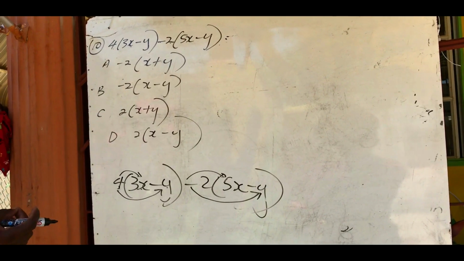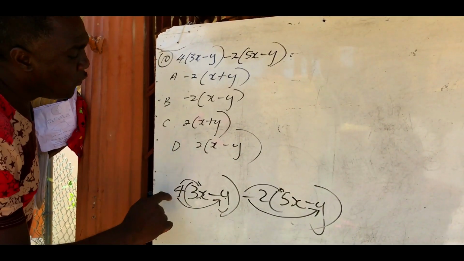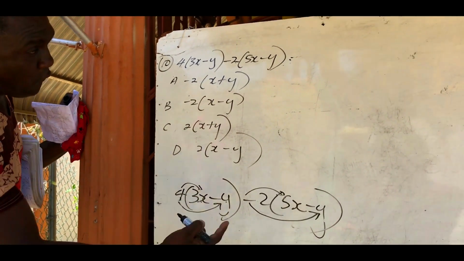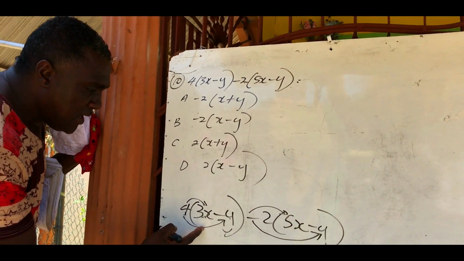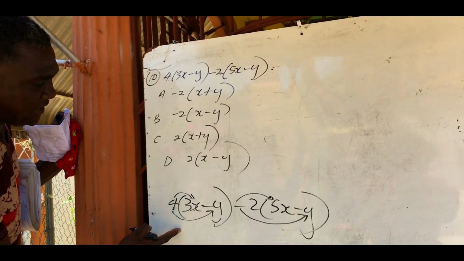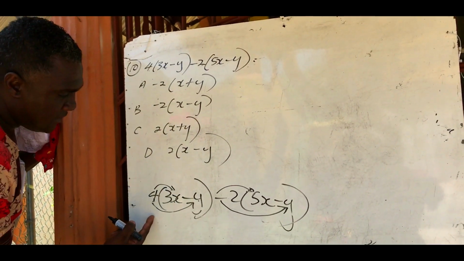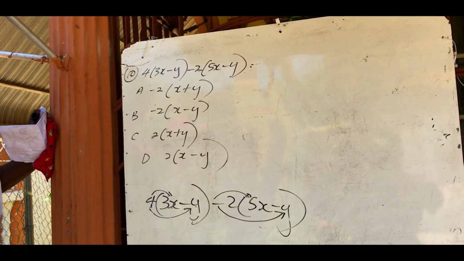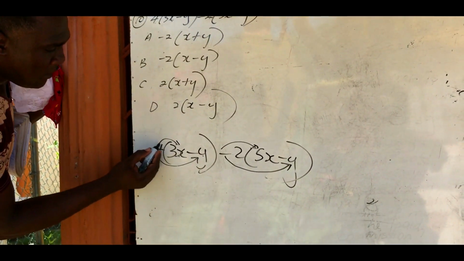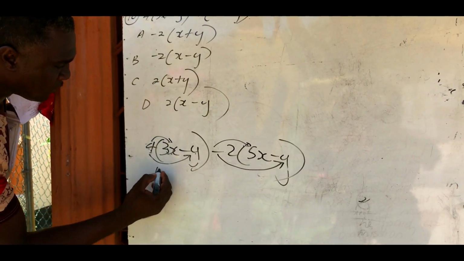Now 2 things that you need to know in terms of directed numbers while multiplying and dividing. If the 2 signs are the same, then the product, if we are multiplying, is positive. And if the 2 signs are the same, the quotient when we are dividing is also positive. But if the 2 signs are different, the product and the quotient will be negative. So here, this time, the 2 signs are the same.